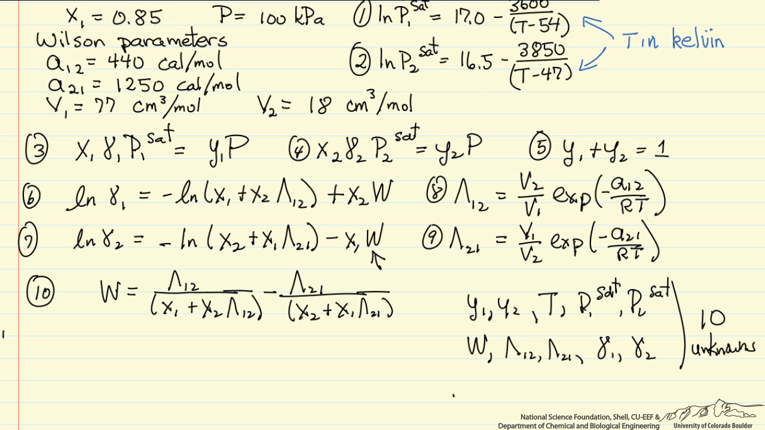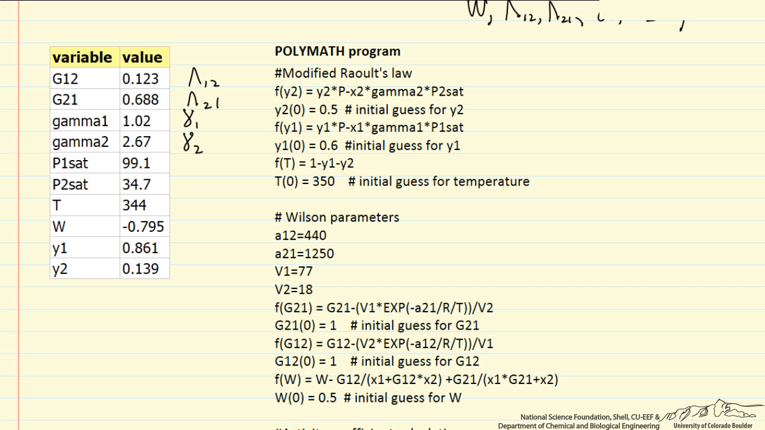In this case, I used Polymath, but clearly other techniques are possible for solving this. Polymath happens to be fairly straightforward. So what I'm going to show you is the results in the Polymath program. Here's the output from the Polymath program. The mole fractions that we're interested in solving for, Polymath reports them to more significant figures. In reality, we'd probably say that y1 equals 0.86 and y2 equals 0.14. And the temperature, probably not accurate to 3 significant figures.